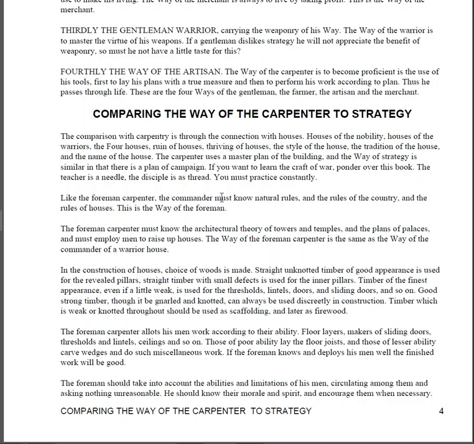Like the foreman carpenter, the commander must know natural rules and the rules of the country and the rules of houses. This is the way of the foreman. The foreman carpenter must know the architectural theory of towers and temples and the plans of palaces, and must employ men to raise up houses. The way of the foreman carpenter is the same as the way of the commander of a warrior house.